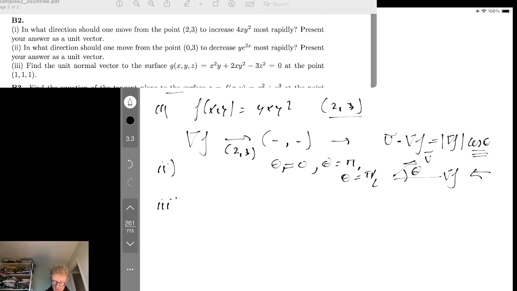So what are we supposed to do in 3? Find the unit normal vector to the surface at the point, right? So we need to calculate grad g, then evaluate in the point (1, 1, 1). So we get 3 values, and now you have to find the normal vector.